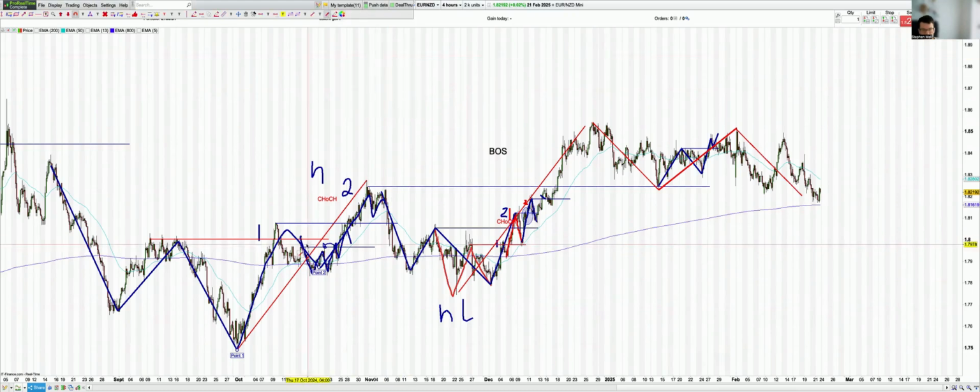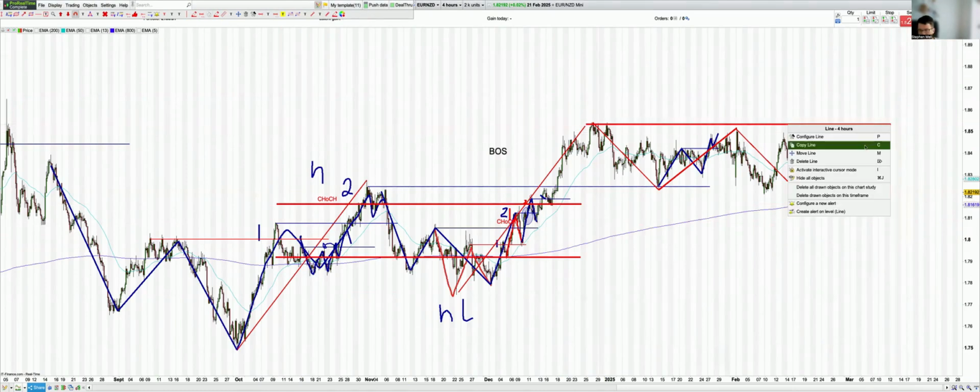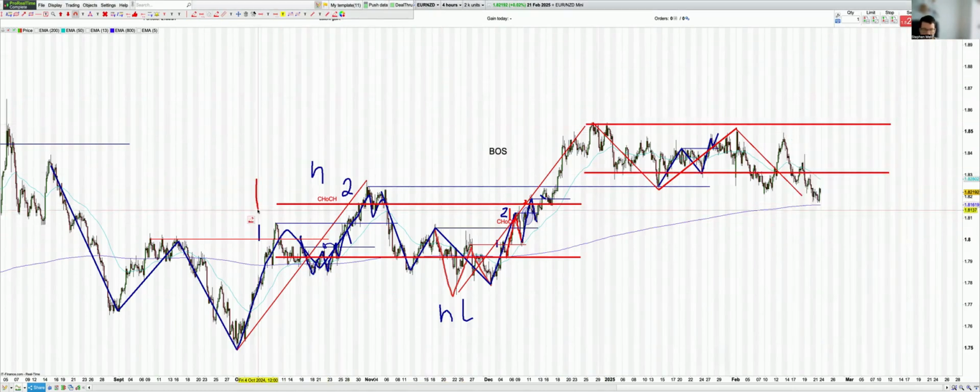Now, if I can identify those consolidation zones, you can see a big one here. You can see another one forming here. So that's your 1 and your 2. 1, 2. What are the rules? Trade off the lows of consolidation.